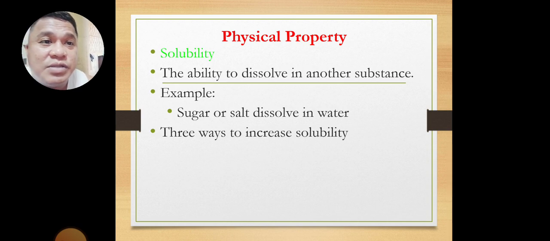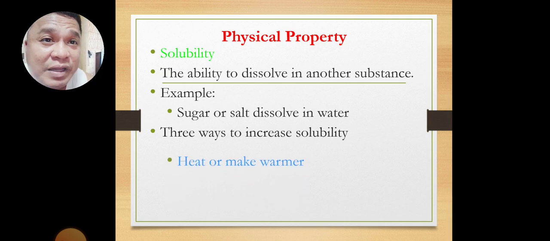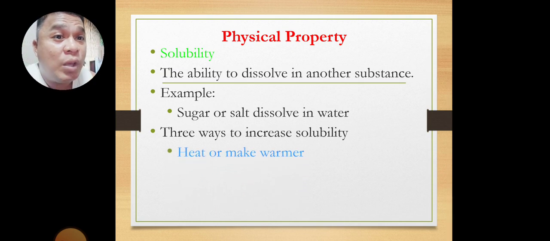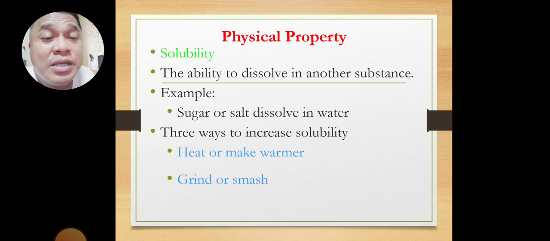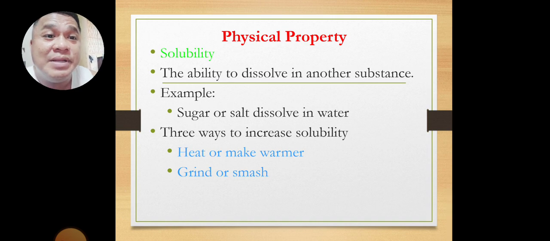There are ways to increase solubility. Sometimes if the solubility is very slow, you have to heat or warm the mixture or solution to increase its solubility. You can also grind or smash that certain powder, because decreasing the particle size increases the surface area, which increases its solubility.